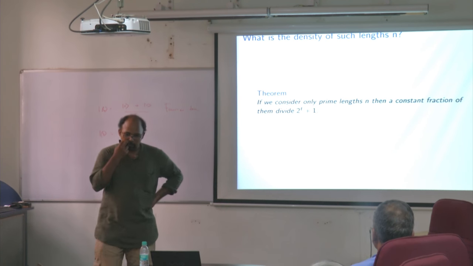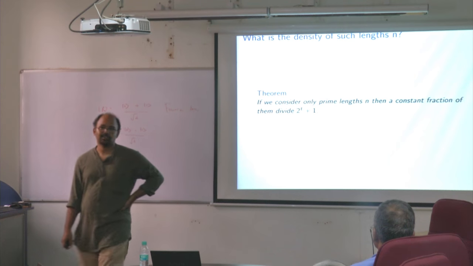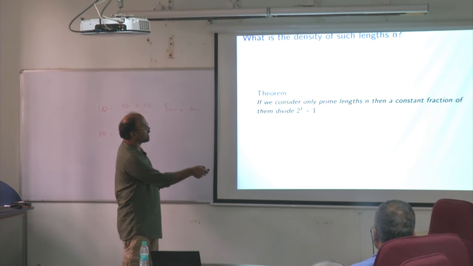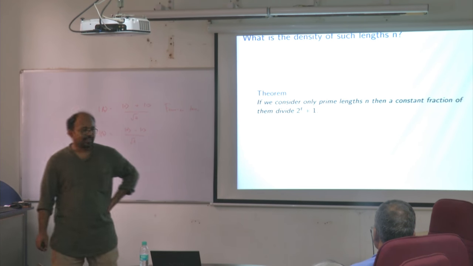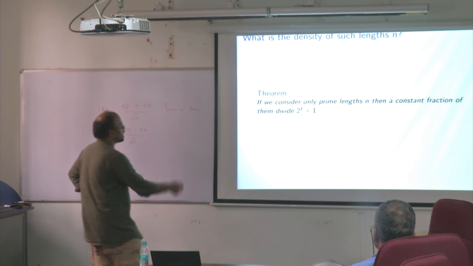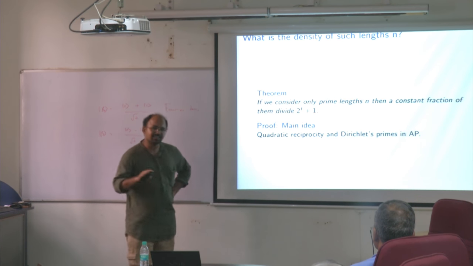Now, one thing I told you about is that I deal only with integers n which divide 2^t plus 1. How many such integers are there? I want to know. It turns out that if I restrict my attention to n being primes, then I can show that a constant fraction of them will be good, in the sense that they will divide 2^t minus 1. The main idea is to use quadratic reciprocity and some idea of how primes are distributed. So the proof is not very easy. I just want to say that this limitation is not such a serious one.